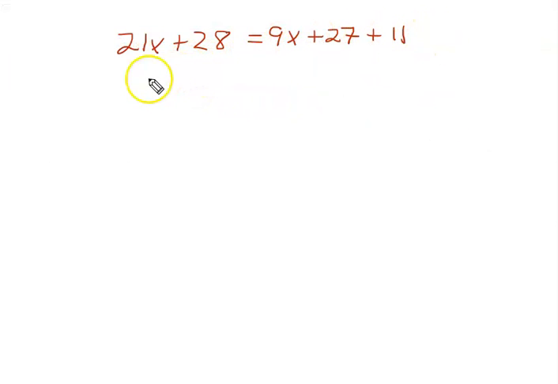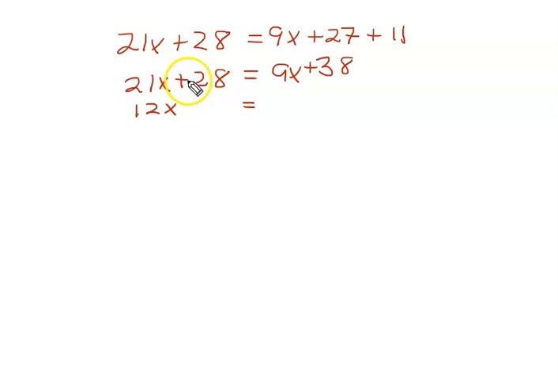And we want to combine like terms. So we get 21x plus 28 equals 9x, and this will be 38. Now what we want to do is get all the variables over to one side. So I'm going to transpose the 9. On this side it becomes a negative 9. So this gives me 12x. And I'm now going to subtract or transpose the 28 to both sides, and this will give me a 10.